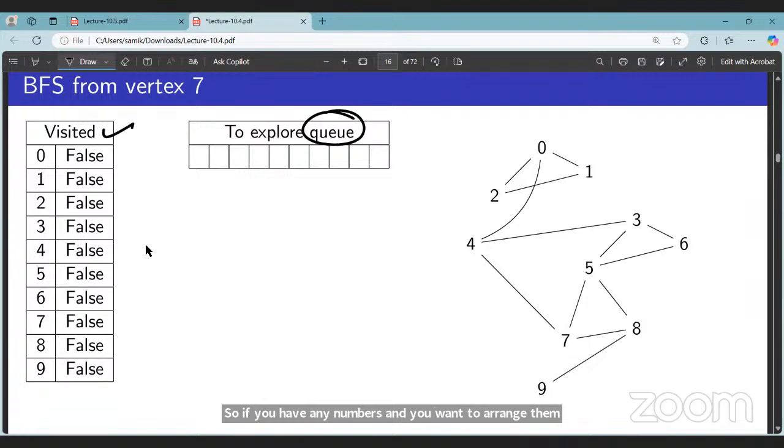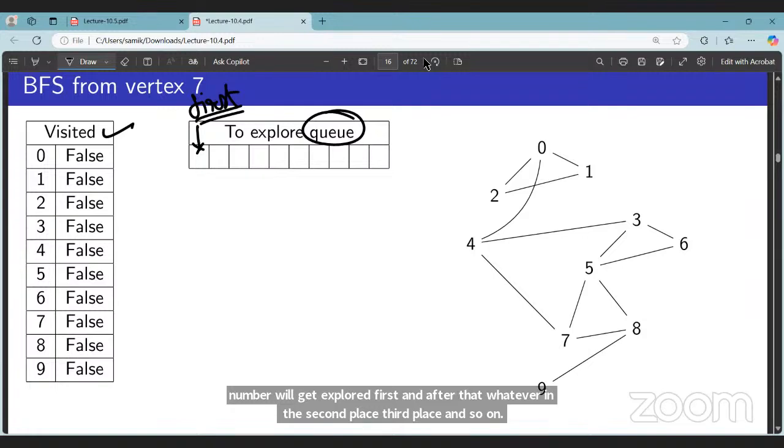So either you can use a queue or you can use a stack. A queue is based on the principle of first in, first out. That means whatever number is at the first place of your queue, that number will get explored first, and after that whatever is in the second place, third place, and so on. And the BFS process will stop when our queue is empty.